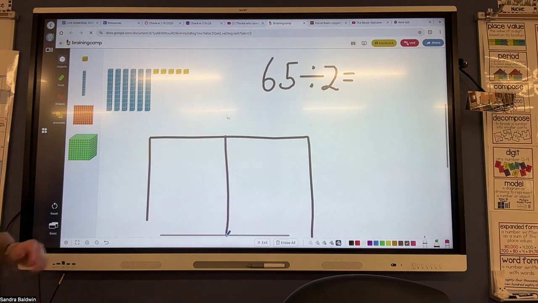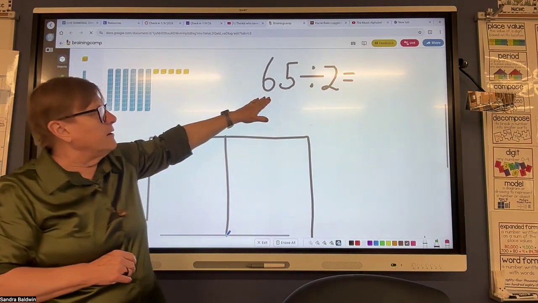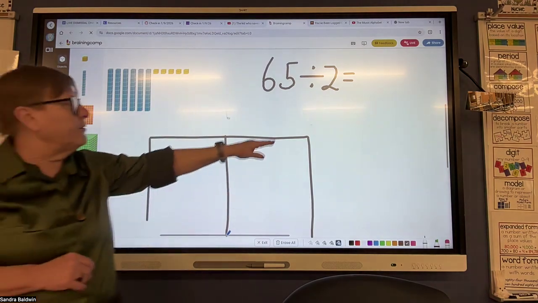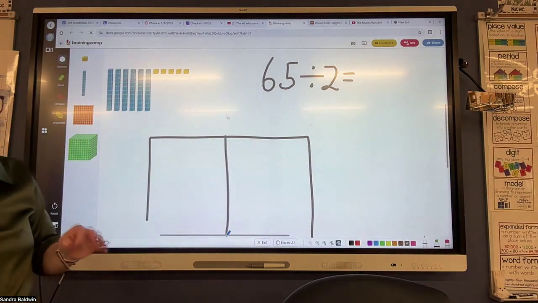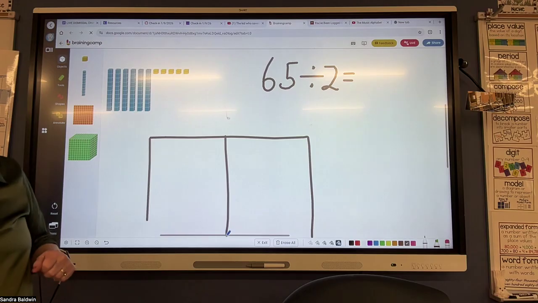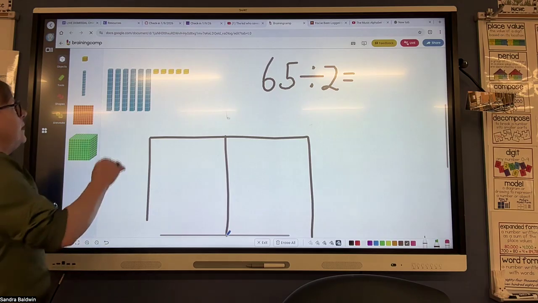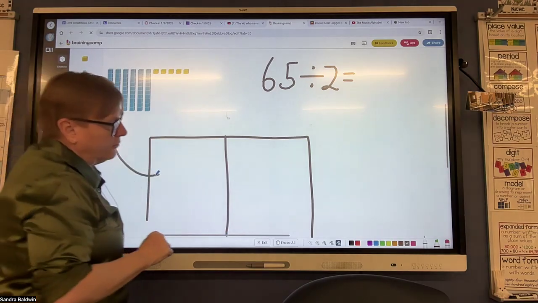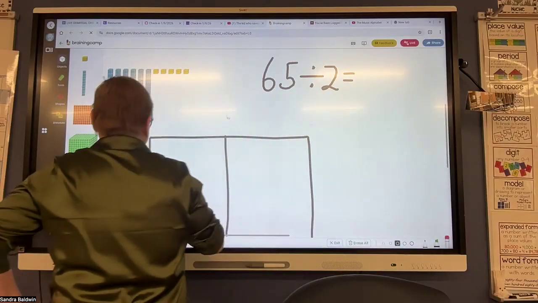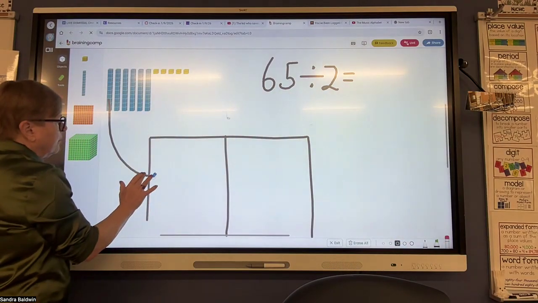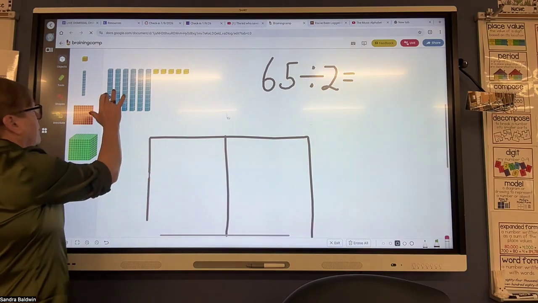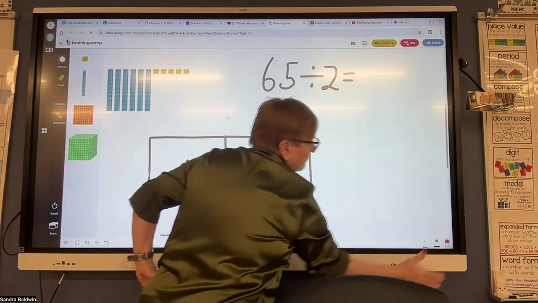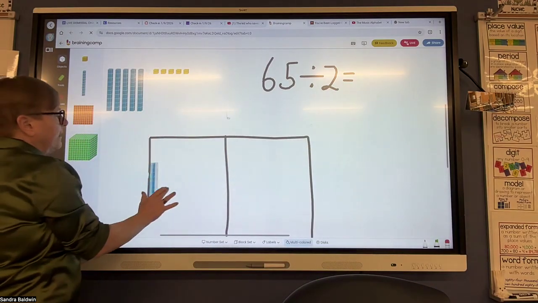So in class, we talked about how we think about the dividend as an amount of money, and the divisor is how many people you're going to give it to. If there's any left over, that's remainders, and you get to keep that. So 65 divided by 2, first thing I'm going to do is divide. I'm going to start with the base 10 blocks. I'm going to erase my mistake, first of all. All right. Now I'm going to divide my 10s.